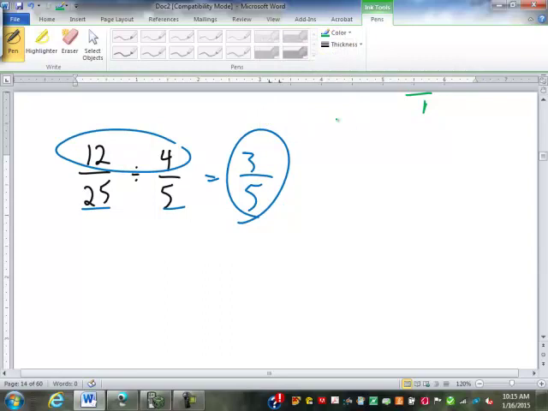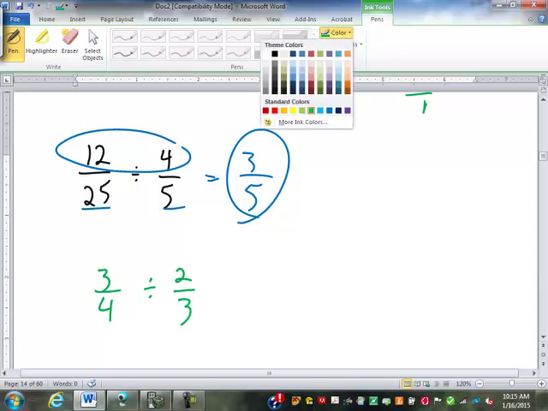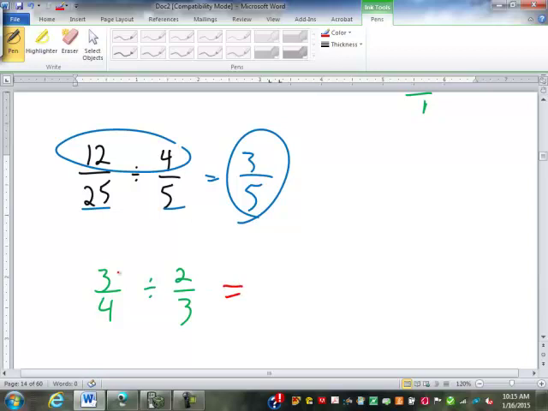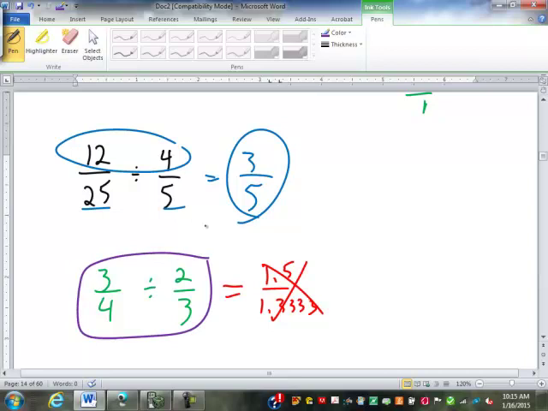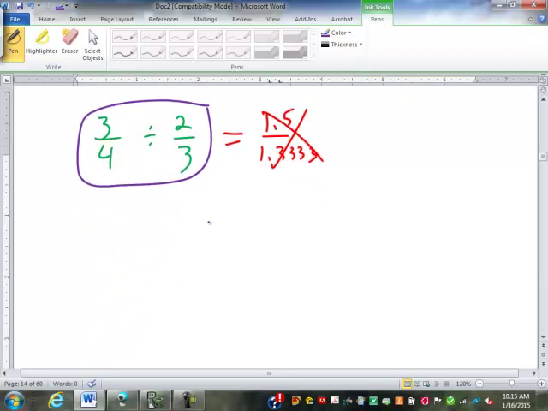Well, because we run into problems like this. 3/4 divided by 2/3. And 3 divided by 2 is like 1.5. And 4 divided by 3 is 1.333. That doesn't work out so well, does it? What have we been taught to do to divide fractions? We take the reciprocal, 2/3 becomes 3 halves, and then we multiply.